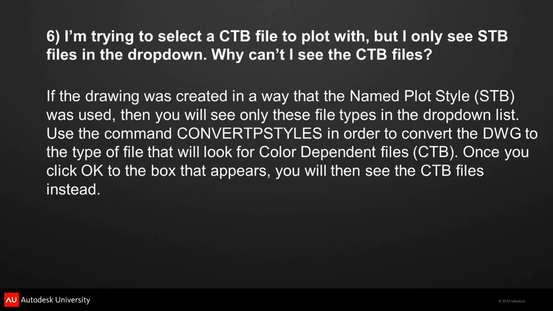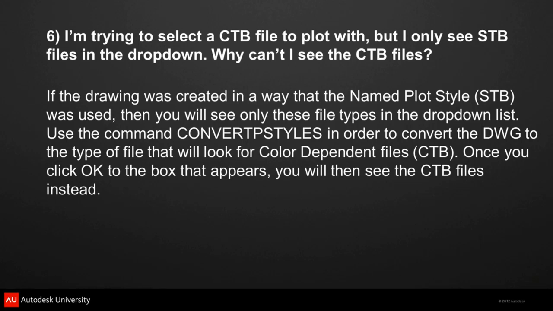I'm trying to select a CTB file to plot with, but I only see my STBs. There is a command called convert P styles. So AutoCAD, for whatever reason, will only see CTB or STB. It will never see both of them at the same time in your drop-down list.